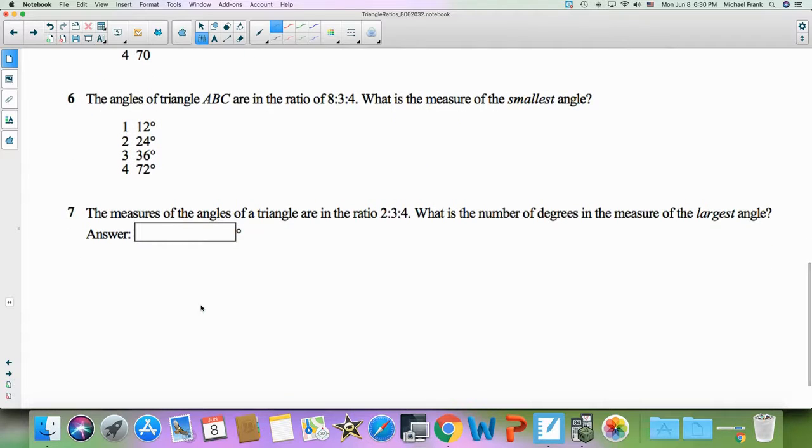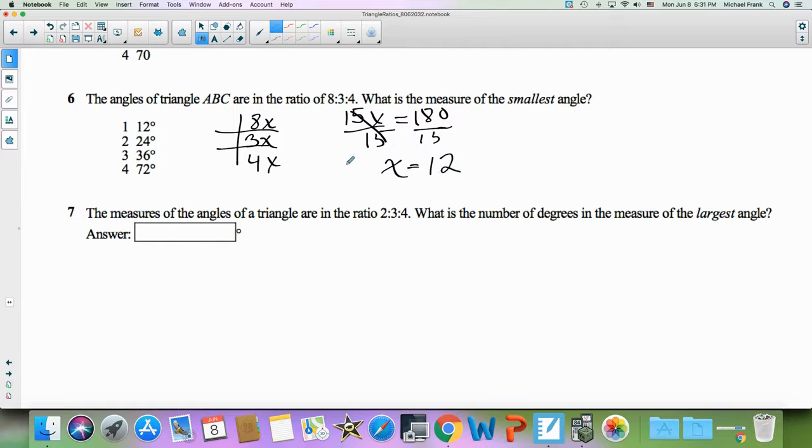Another ratio problem. Find the angles of triangle ABC. They're in a ratio of 8 to 3 to 4. That's attaching x to each one. Add them up, 15x, and set it equal to 180. Divide by 15, you get x is equal to 12.